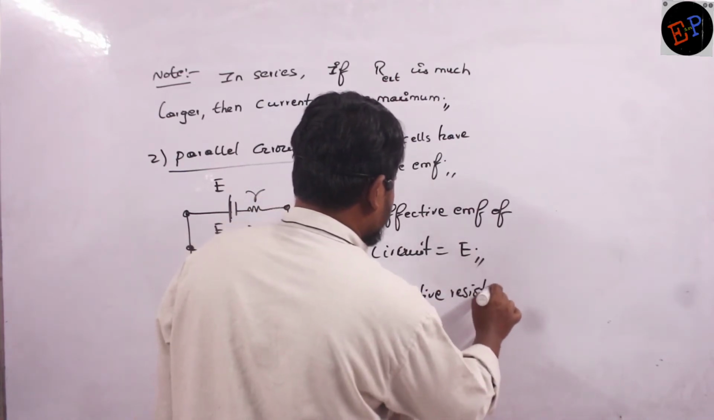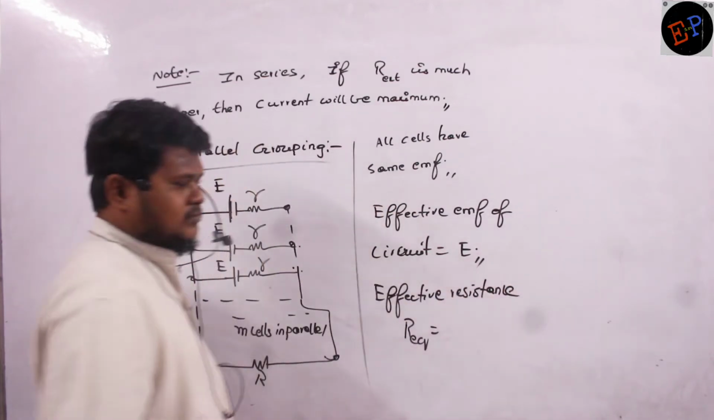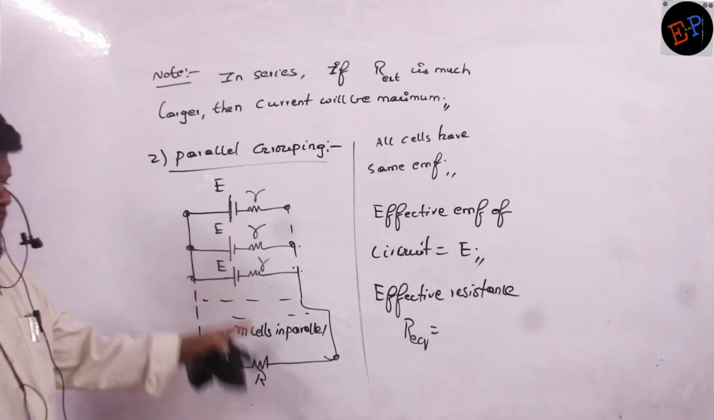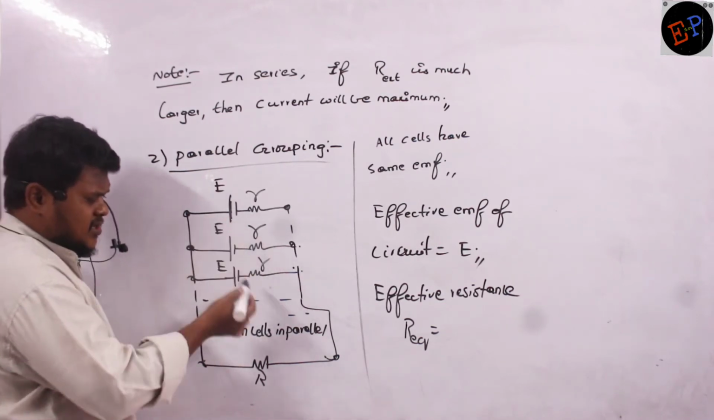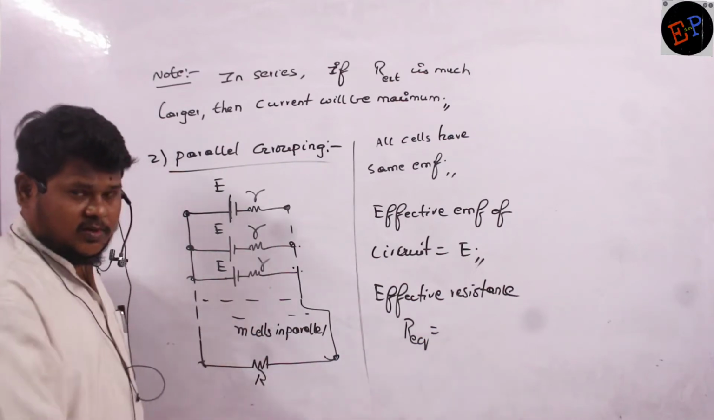Now, effective resistance is how much? Effective resistance of the circuit, or R equivalent, is how much? M resistors are connected in parallel and there is one external resistor. So what is the total resistance of the circuit?